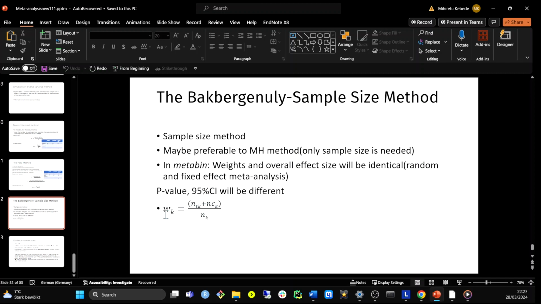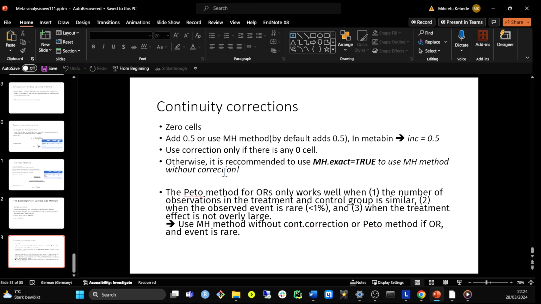But that's how we calculate the weight. The weight is calculated by NTK times NCK, so that means N total in the exposure group, so the total number of people in the control group plus the total number in the experimental group, and you divide by the population. Yeah, we'll come back to that.